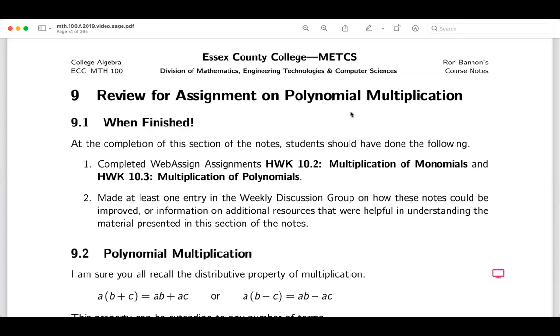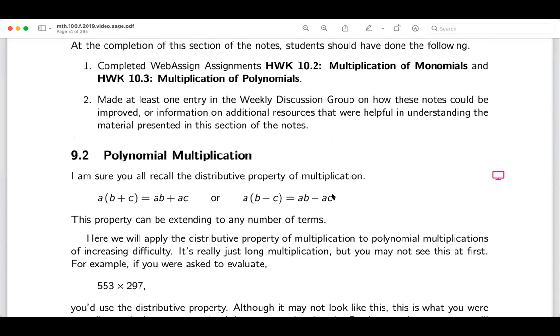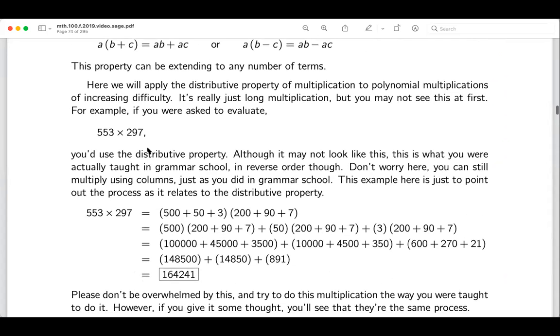Okay, we're in section 9 now. It's the polynomial multiplication. Again, we went through a lot of material. I realize that. It's basically multiplication. We did a bunch of examples. Certainly some of the stuff might have been confusing to you.